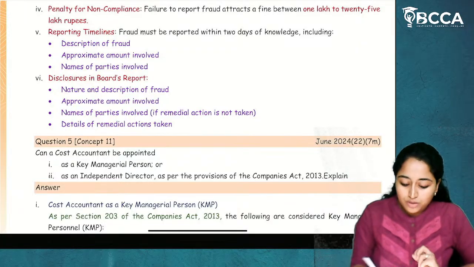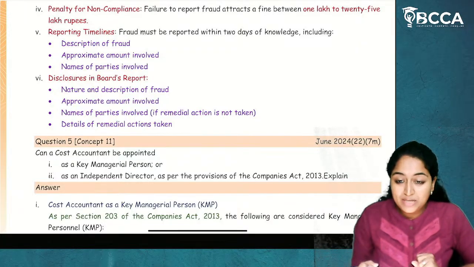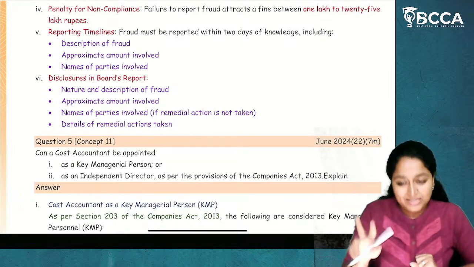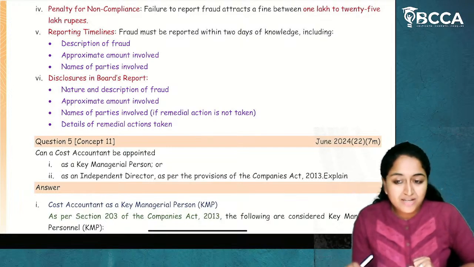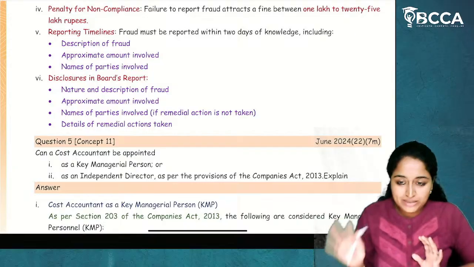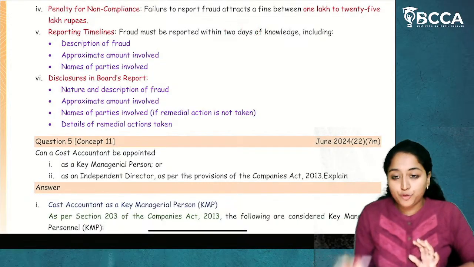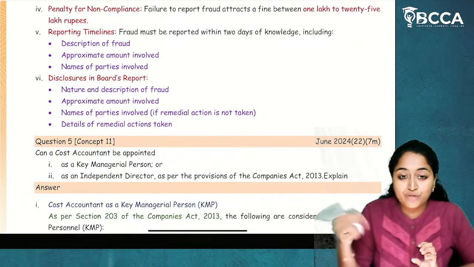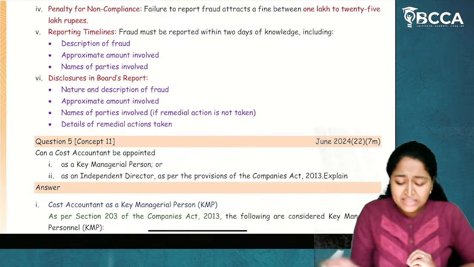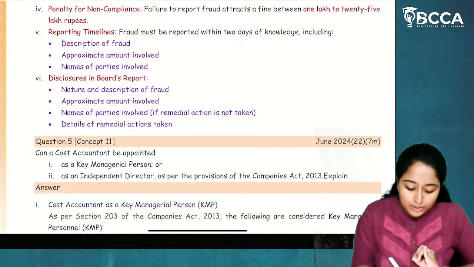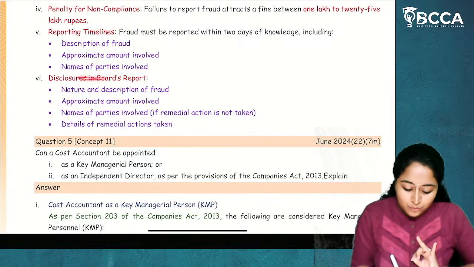And second, whenever the fraud has come to his knowledge, within 2 days he has to report it to the central government or board of directors or audit committee. Within 2 days, he has to give a report. You have to remember this. Within 2 days, you have to give a report of fraud. And in that reporting, description of fraud will be there, approximate amount involved, names of parties involved.